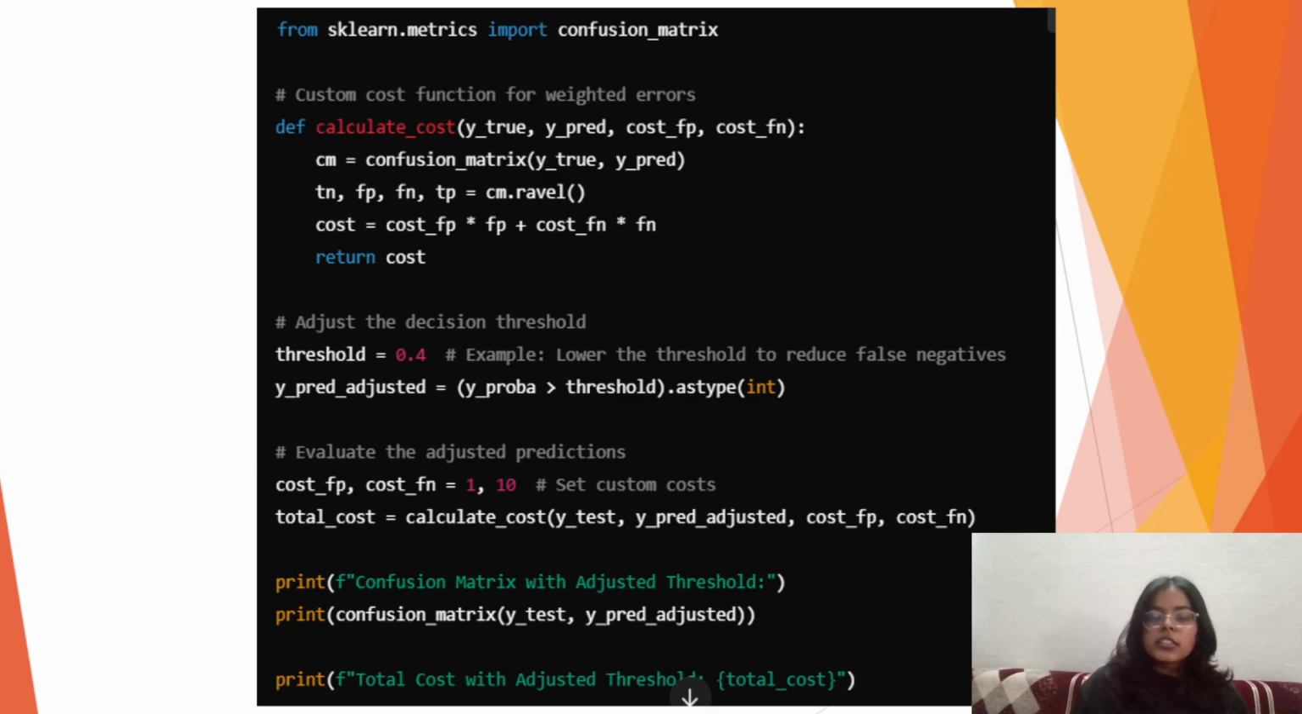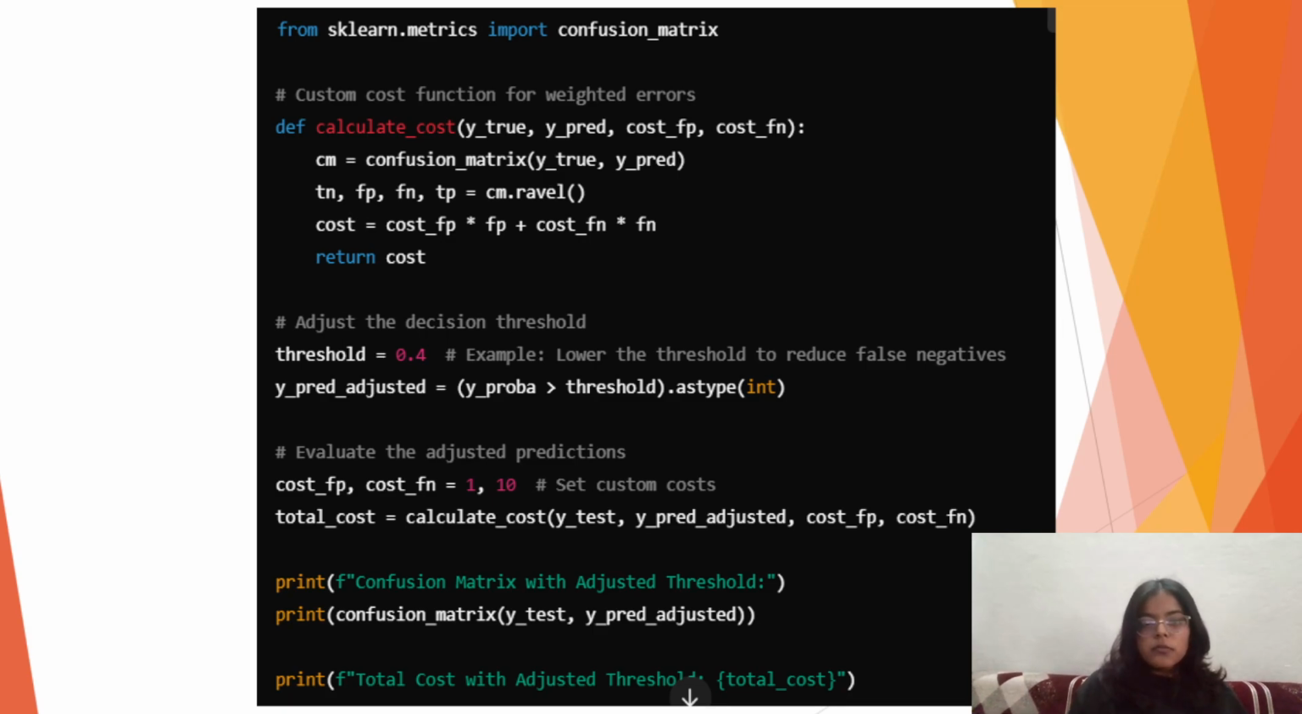Now, adjusting the decision threshold to 0.4 gives y_pred_adjusted, then we evaluate the adjusted predictions. Total cost is equal to calculate_cost, then print the adjusted threshold. So this was the code.